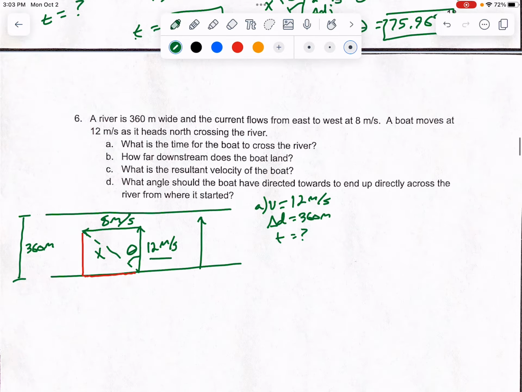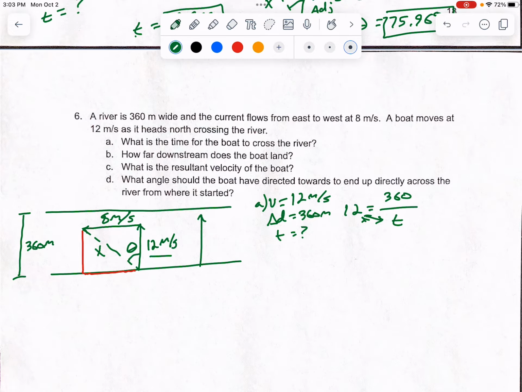So we're going to go ahead and plug in. 12 equals 360 over t. I can swap those two. So 360 divided by 12, and you'll get a time of 30 seconds. So that is your answer there. If you noticed, we didn't use that 8 at all. That means we could change that 8 to whatever we want, and we're still going to get 30 seconds no matter what. That's a good example of how east and west does not affect north and south. That river could be 50 meters per second, and you'd still get across in 30 seconds. Now, would you be pushed further down the river? Yes, but that didn't actually affect your time to get across the river.